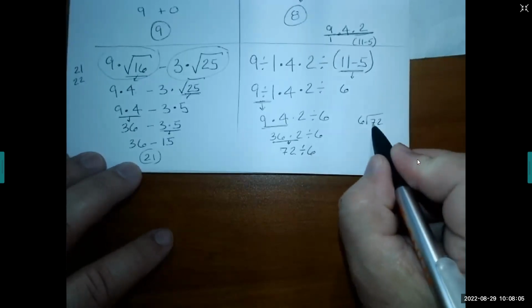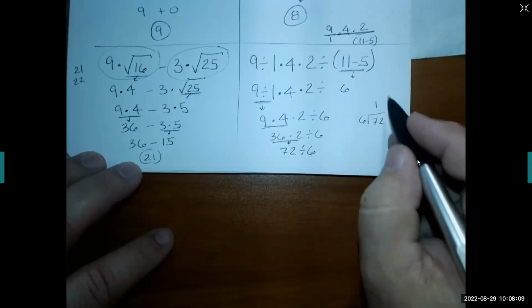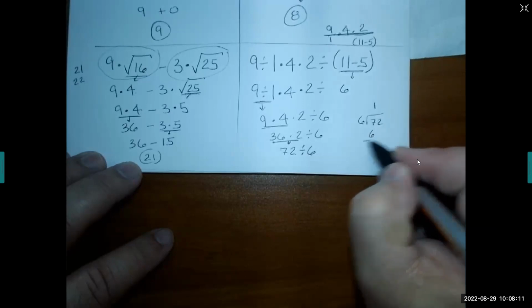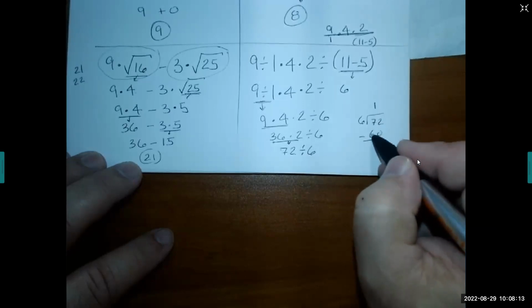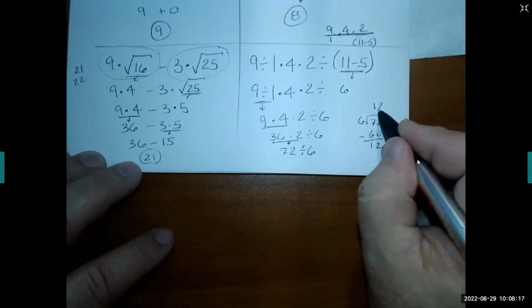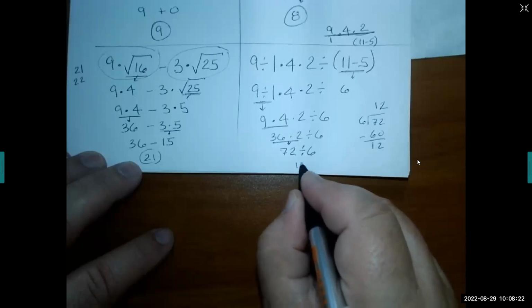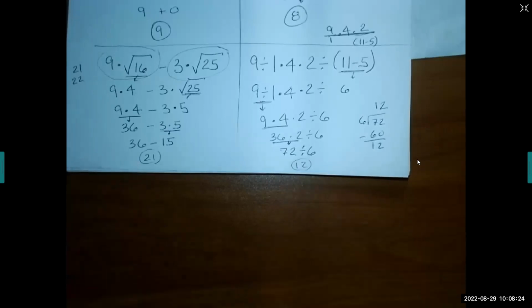6 goes into 7 how many times? 1 time. 1 times 6 is 6. So 7 minus 6 is 1. 6 goes into 12 2 times. So the answer is 12.